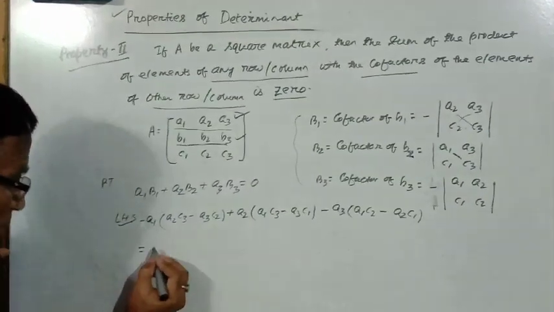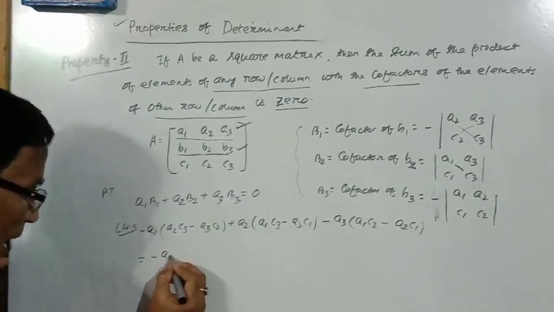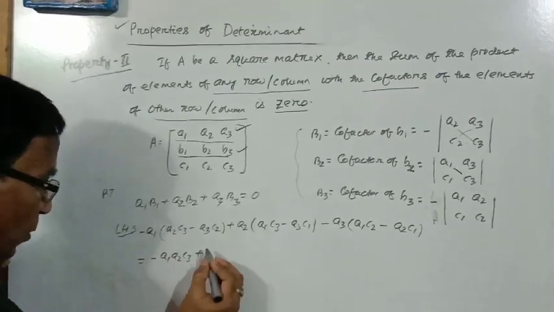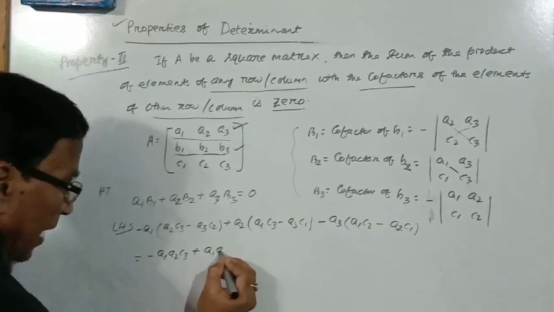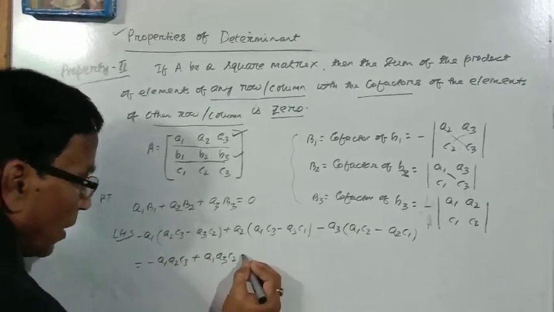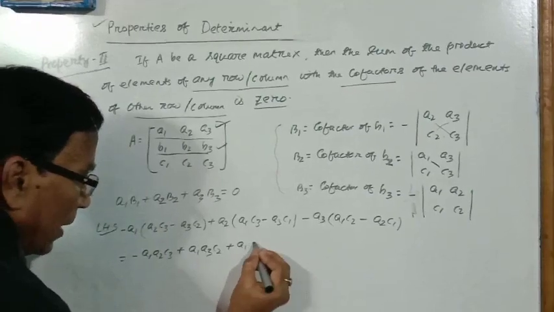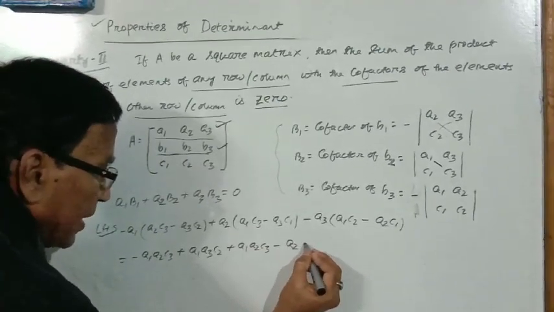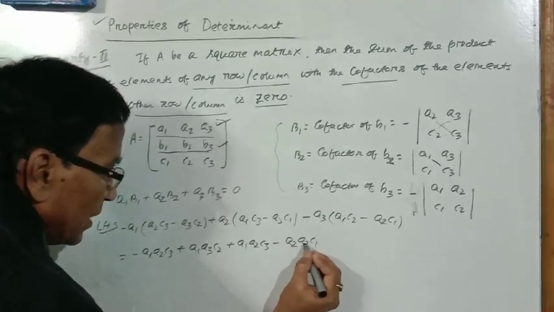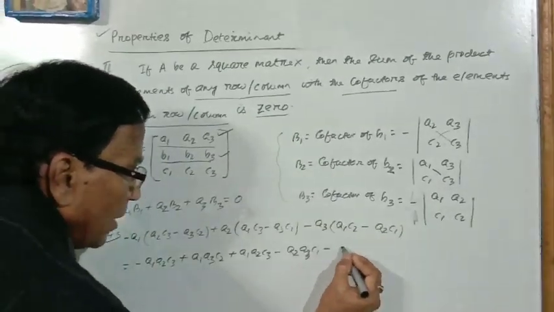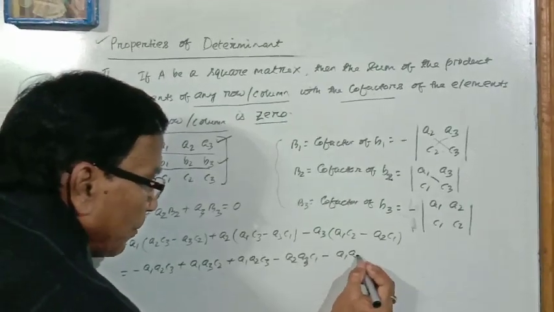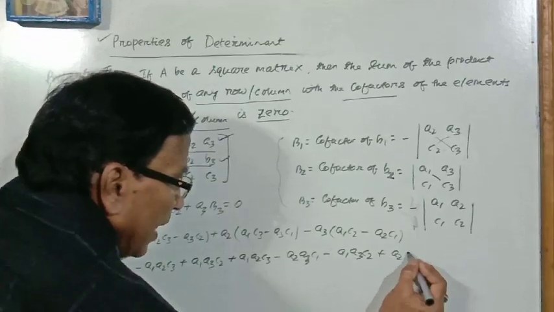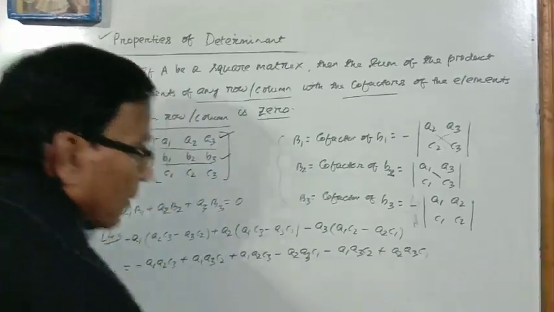So it is equal to minus A1 A2 C3 minus into minus plus A1 A3 C2 plus A1 A2 C3 minus A2 A3 C1 minus A1 A3 C2 plus A2 A3 C1.